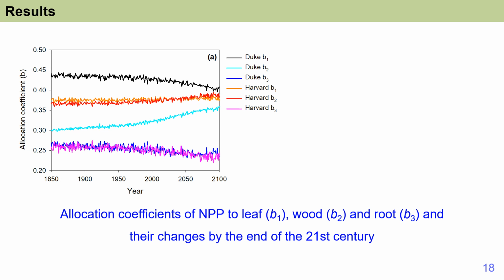In Harvard Forest, B1, orange line, which is allocation to leaf, and B2, red line, which is allocation to wood, both slightly increase, but B3, pink line, which is allocation to root, decreases. The substantial increase in B2, allocation to wood, in Duke Forest may explain why carbon residence time in this ecosystem increases, because wood usually has longer residence time.